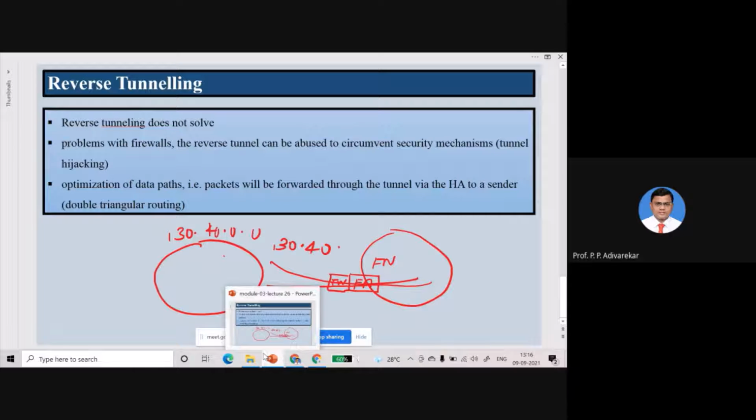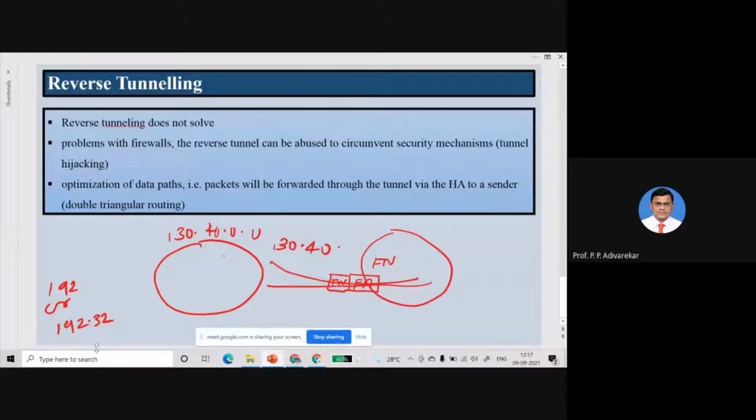So if the mobile node is part of this network, it will have an IP address which belongs to the home network. It may be anything, suppose 192.32, which is not part of this particular subnet. So the firewall will recognize that the source address of this packet does not belong to any node in the network, and it will filter out the packet. This happens because the mobile node is using its own IP address as the source address while sending out the packet.